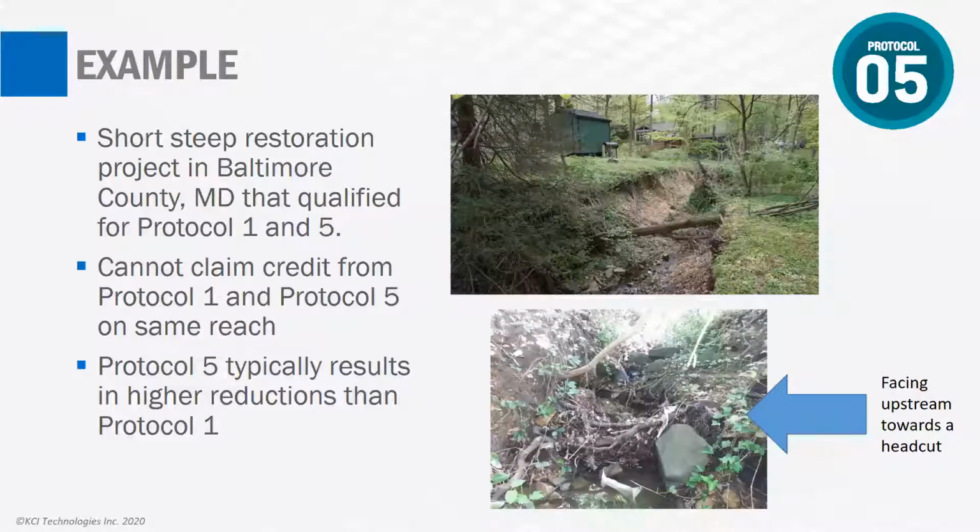the same reach. So for a given project, there may be portions of a restoration that qualify for Protocol 5 and other portions that qualify for Protocol 1. So you may have Protocol 1 and 5 applied to the same project, but the reach that they're applied to cannot overlap. Protocol 5 typically results in higher reductions than Protocol 1. So Protocol 5 was calculated for this project.